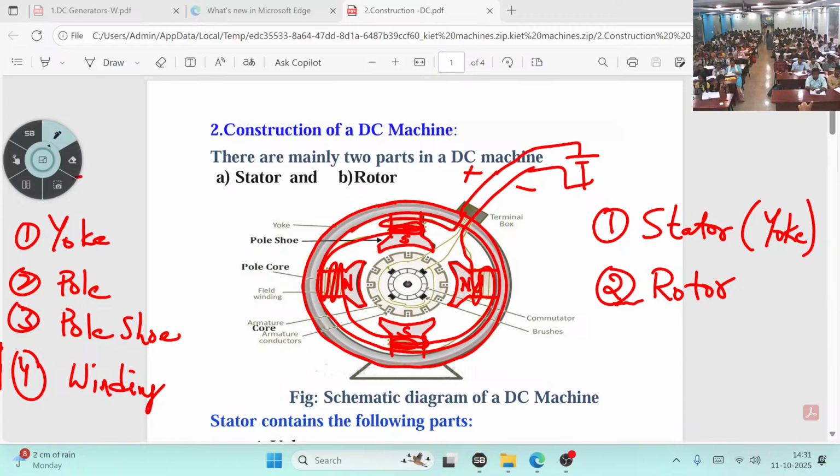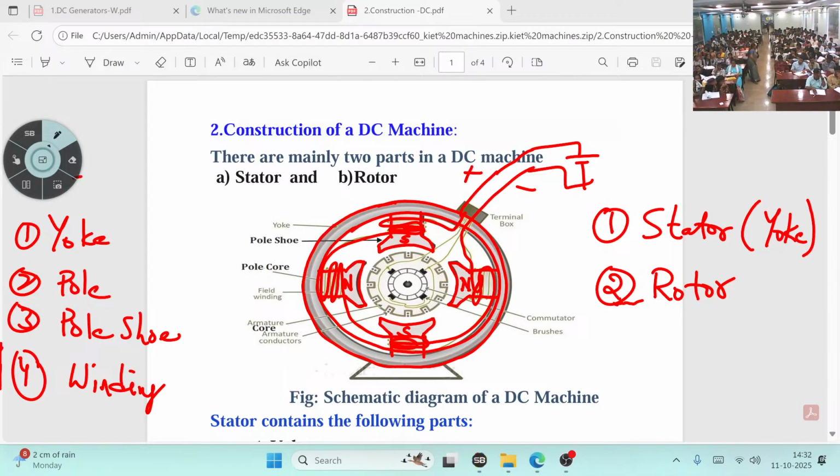Now you tell me each one's function and use. You have to write it down. What is the function of the yoke? The yoke will protect from external damage. Second, poles are housed in the yoke. Housed means like this: this is the yoke, with housing and riveting. Poles are housed in the yoke. That is the second function.